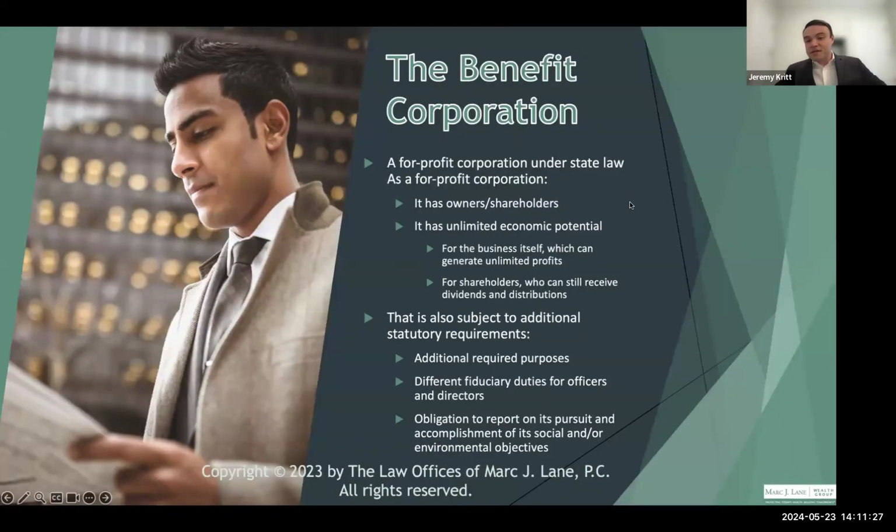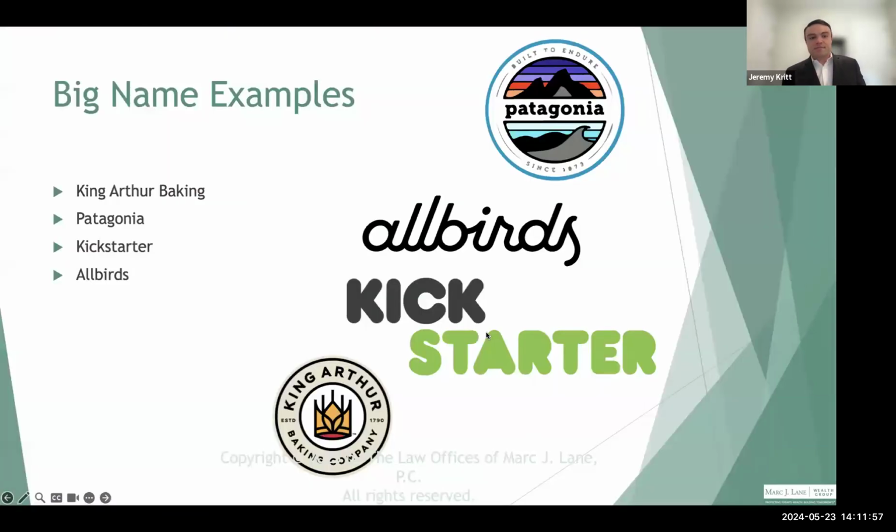So what is a benefit corporation? Well, it's a for-profit corporation. As a for-profit corporation, it has owners and shareholders and has unlimited economic potential, both for the business itself and shareholders. But it's also subject to additional statutory requirements, additional required purposes, different fiduciary duties, and an obligation to report on social and environmental objectives.